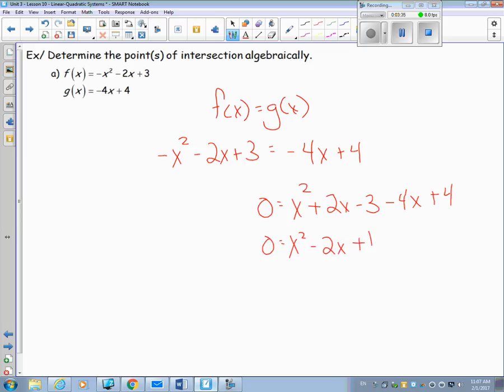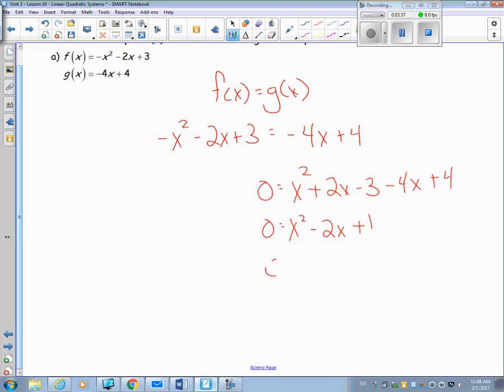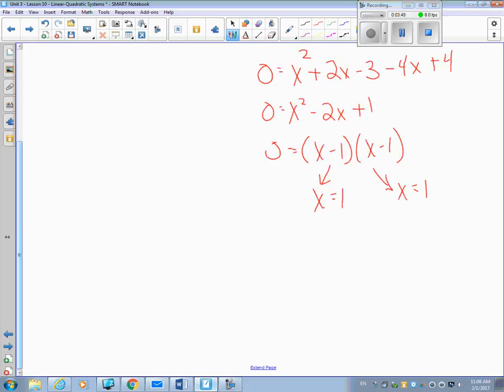We want to solve by either factoring or the formula. So x minus 1 and x minus 1, it's a simple trinomial. So my answers are either x equals 1 or x equals 1. In this case, because I have the same value, that tells me that I only have one point of intersection.